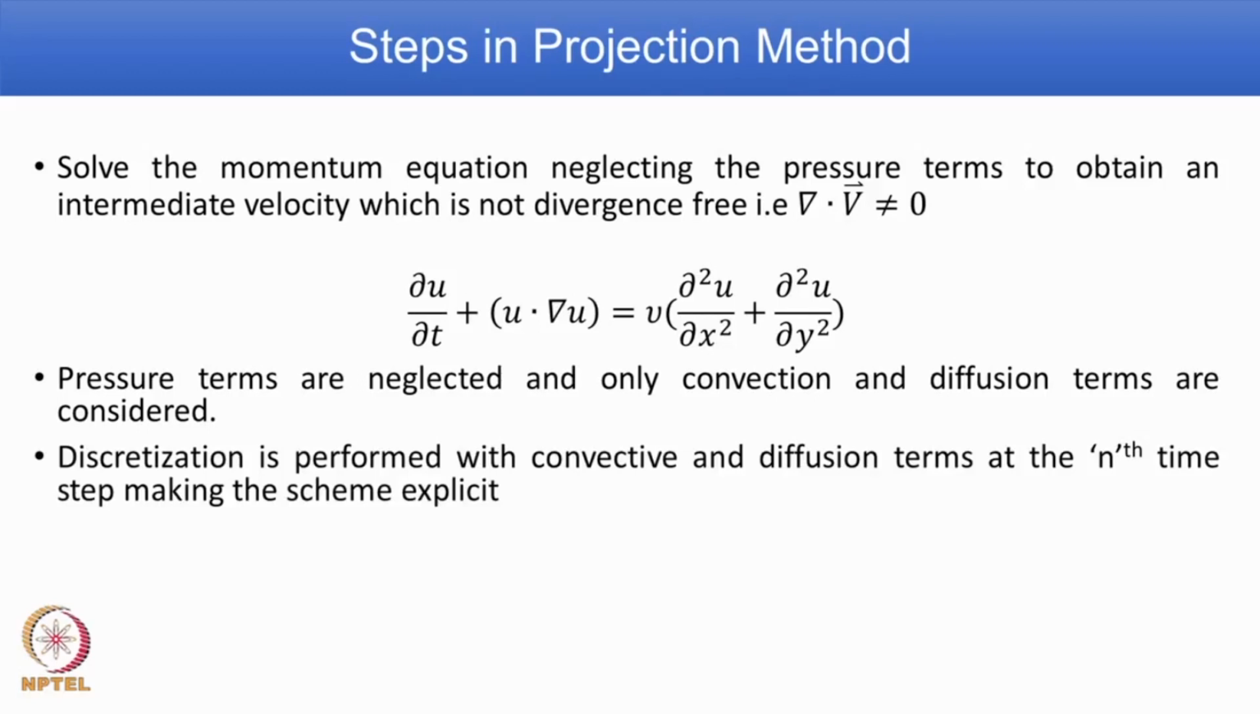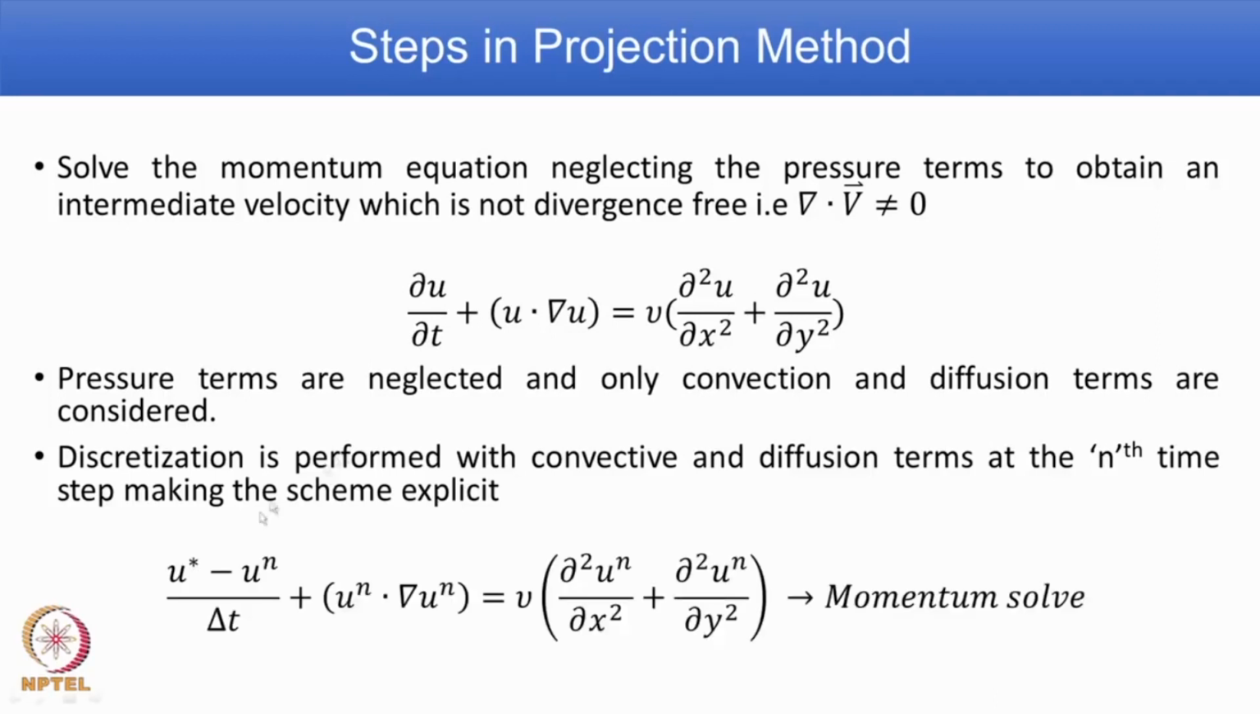Discretization is performed for the convection term as well as the diffusion terms at the nth time step, making the scheme explicit. So, the discretized equation for the u momentum equation is shown here. All are evaluated at the nth time level. The new time level quantity to be determined is given by the superscript star. Because pressure is not considered, the obtained velocity is a temporary velocity field, since we use the superscript star.